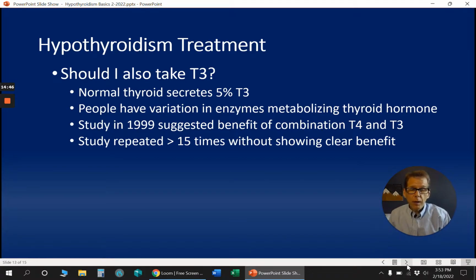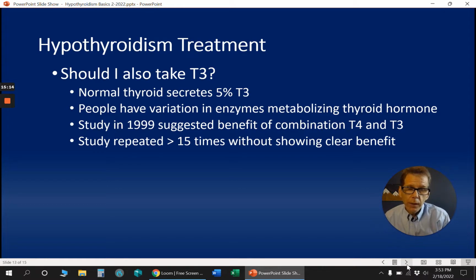And there was a study that was done way back in 1999, so now over 20 years ago, that suggested people who took a combination of T4 and T3 did better. In that study, they reduced their T4 dose a little bit to make room for the T3. T3 is called liothyronine, or there's a brand name Cytomel. Generally, you'll see it marketed as liothyronine. They found that people felt better, they were cognitively sharper, they were more energetic, they were less depressed when they were on that combination.